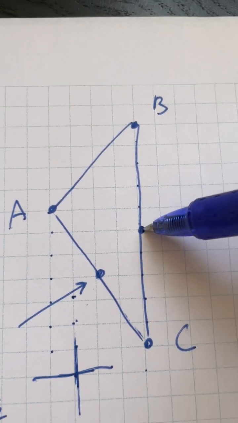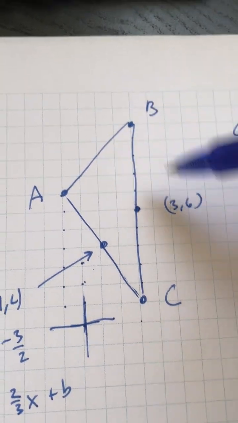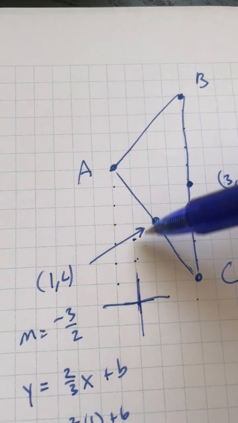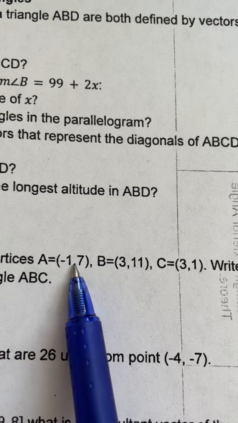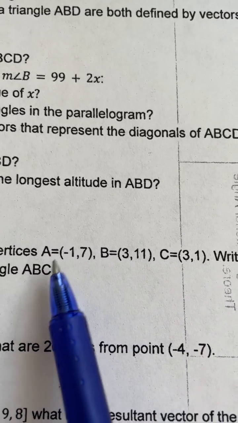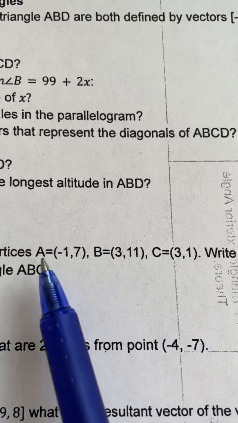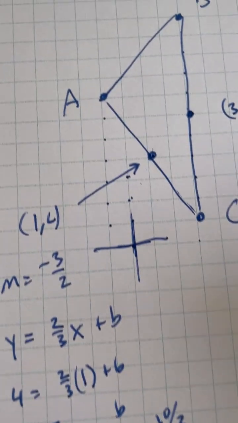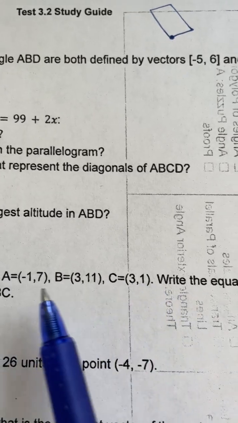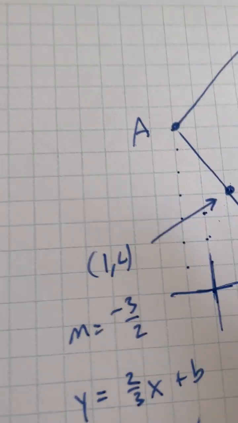All right, midpoint for that one, you can just take the average of the x's, average of the y's. Same thing for this one, average of the x's, average of the y's. So -1 plus 3 divided by 2 is 1. And 7 plus 1 divided by 2 is 4.